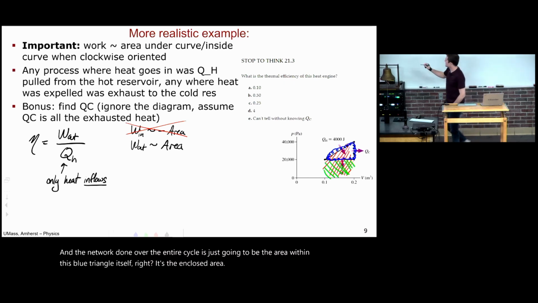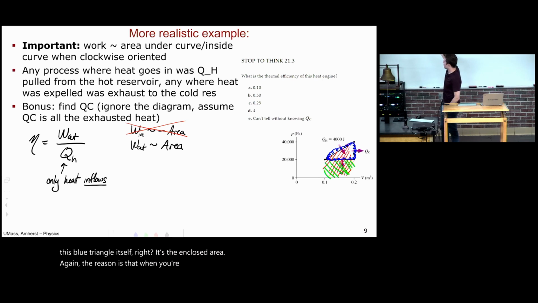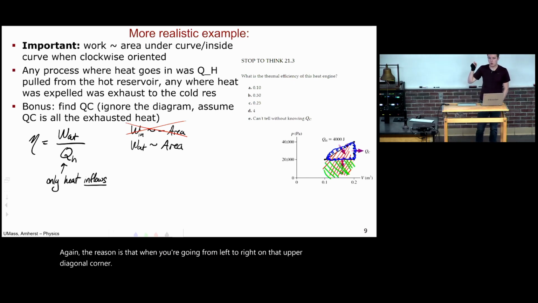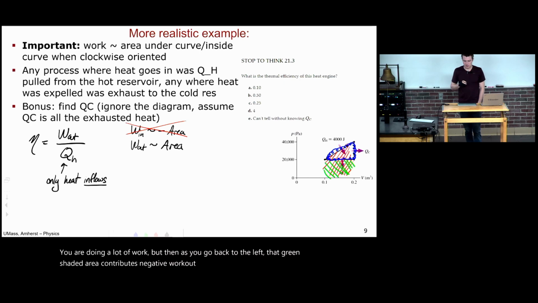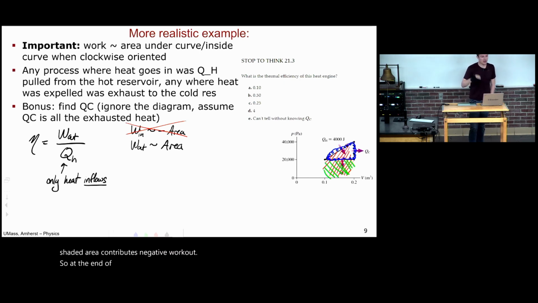Again, the reason is that when you're going from left to right on that upper diagonal corner, you are doing a lot of work, but then as you go back to the left, that green shaded area contributes negative work out. So at the end of the day, the area inside of that closed triangle is the total work output.